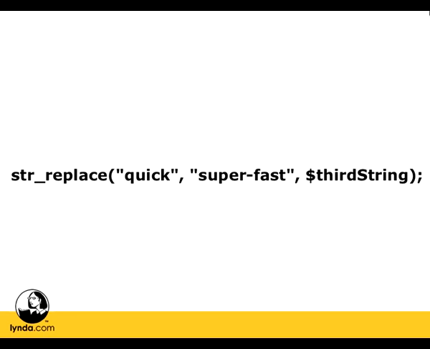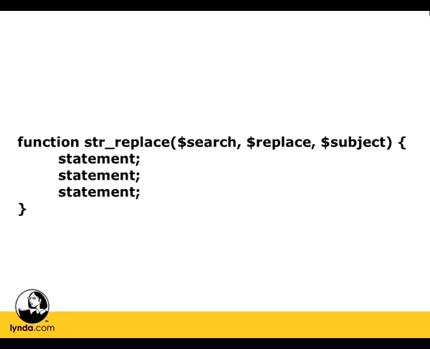So this is what it looks like when we're calling a function and we want to execute a bit of code using some arguments. And quick, super fast, and the third string are the three arguments that string replace uses. So the definition of string replace might look something like this. It would be defined with the function command, then the name, followed by the three arguments. What we're searching for, what we want to replace it with, and then the subject that we're going to be searching inside of and replacing inside of. And then inside that would be all of the statements that would tell it how to go about that and how to execute that. Now, because it's defined by PHP, we don't have to worry about what all those statements are. It'll do it for us.